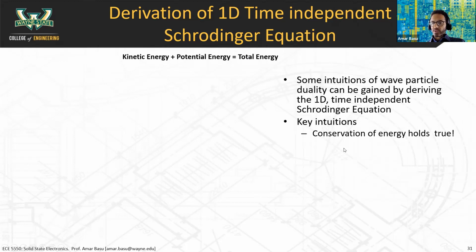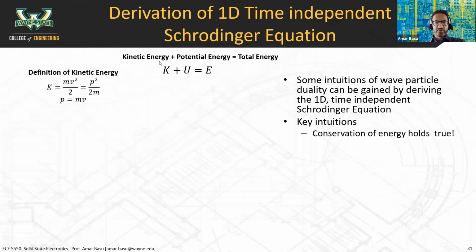Okay, some of the key intuitions here, we'll touch on these again, but the conservation of energy holds true. We'll get to some of these other ones in a second. So we start off with K plus U equals E. Treating this completely like a classical particle system, the kinetic energy is equal to mv squared over 2. Remember that momentum is equal to mass times velocity, so we can put kinetic energy in terms of momentum: p squared over 2m. Classical mechanics here. So K becomes p squared over 2m, and the U and E just come down as before. So that's the first step.